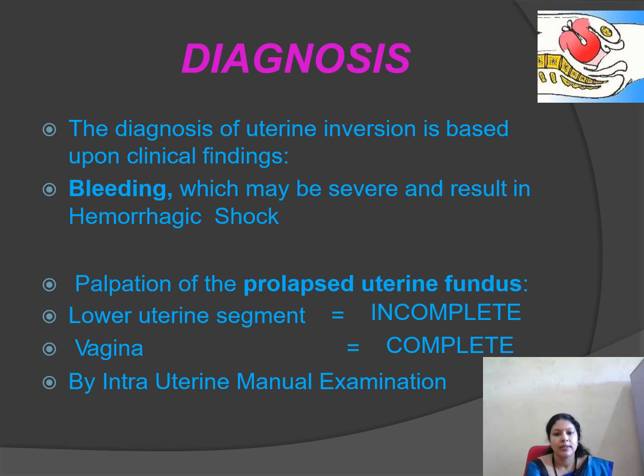Next, diagnosis. Diagnosis can be done on the basis of the clinical symptoms or clinical features. First one, bleeding will be there. Next, symptoms of shock will be there. And if you are palpating per abdominally, you won't be able to feel the uterine fundus. And if you are doing the per vaginal examination, in case of incomplete inversion, you will be able to feel the uterine fundus in the lower segment of the uterus, and in the case of complete inversion, you will be able to feel it at the vagina during your internal examination.